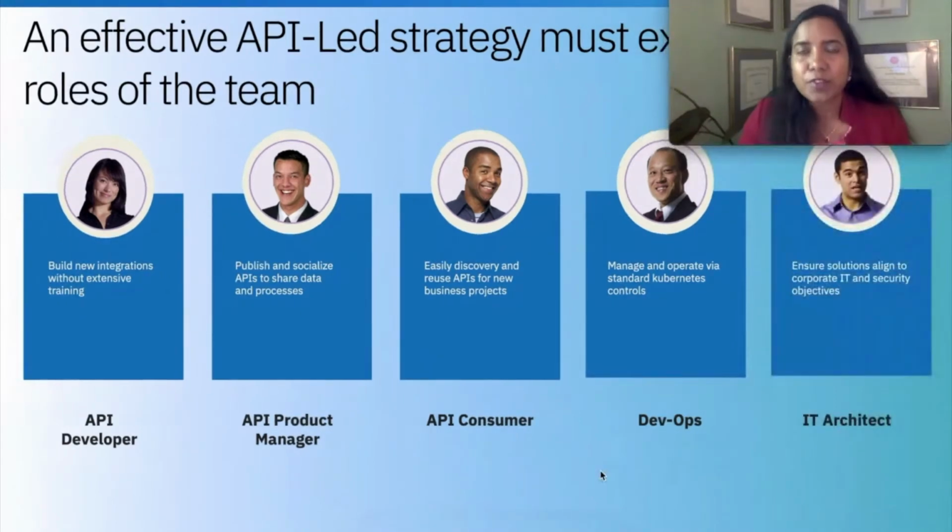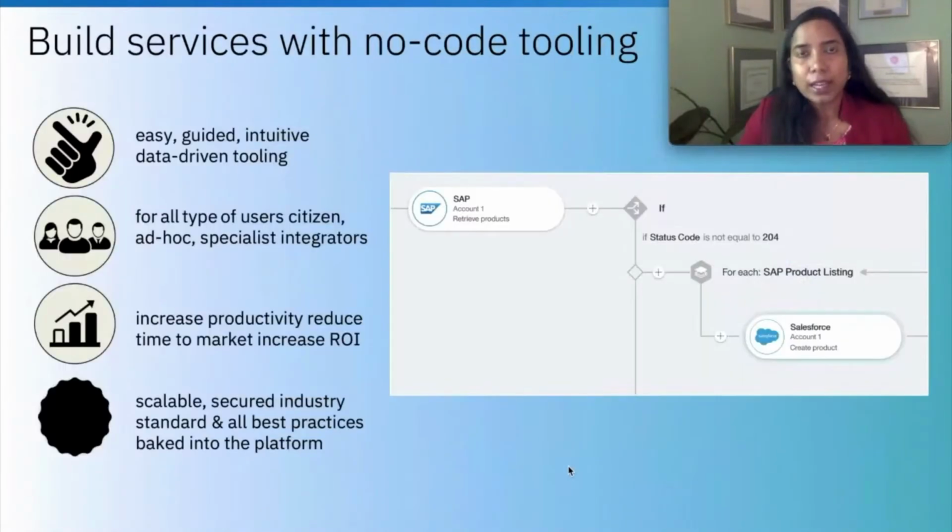There's also the role of an IT architect who has to ensure that the solutions align with the corporate IT and security objectives. So while you're in the process of building services, identifying which parts can be APIs, and making an API management solution, you should always keep in mind the low code or the no code tooling that you can introduce in the organization. IBM has got products like App Connect and API Connect, which will let you do that.